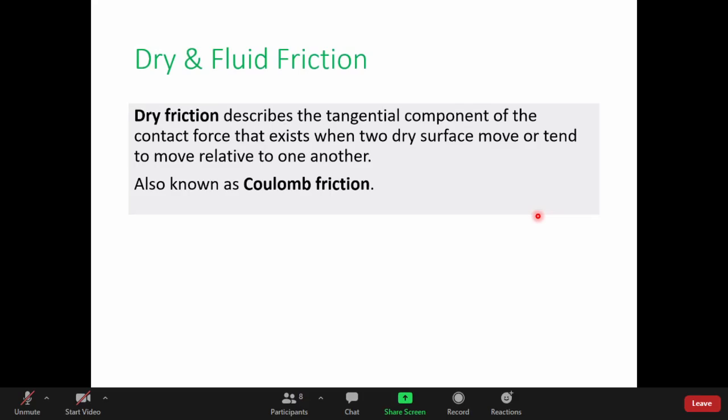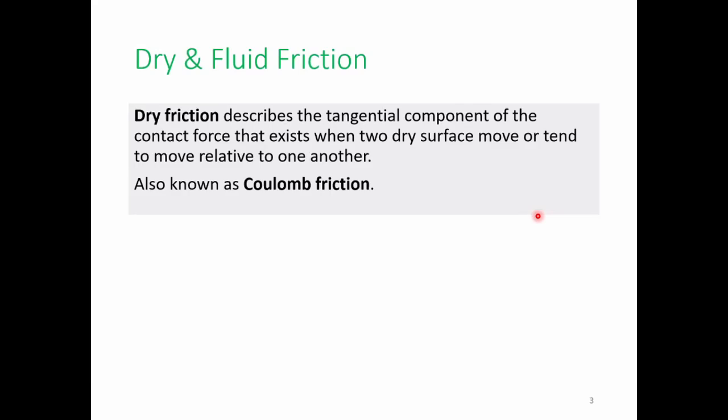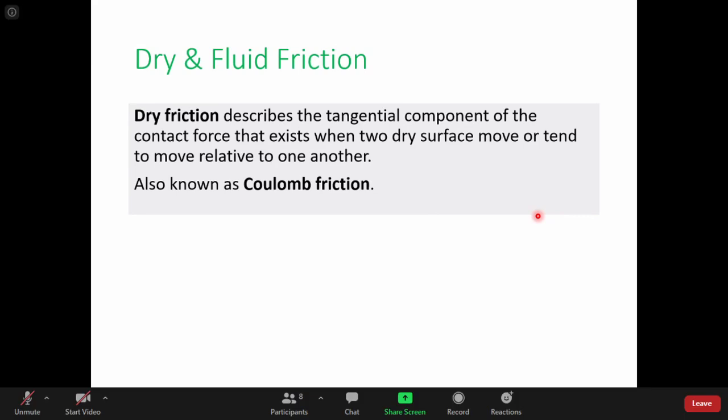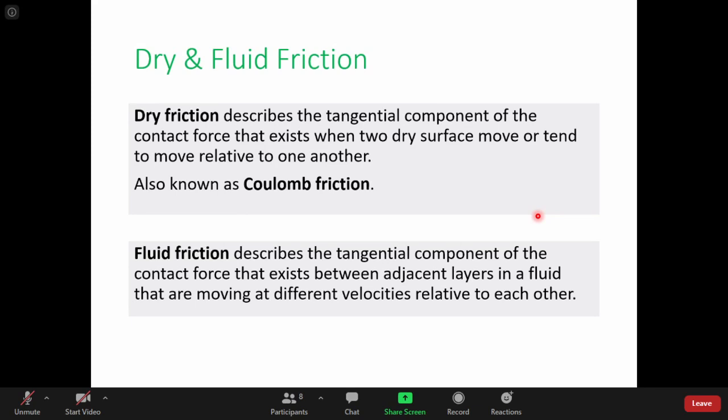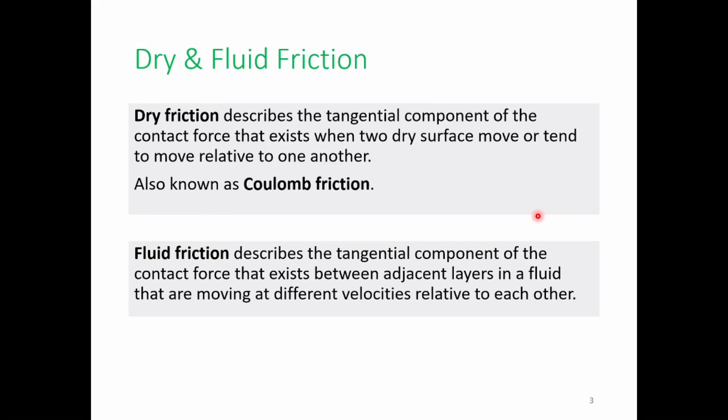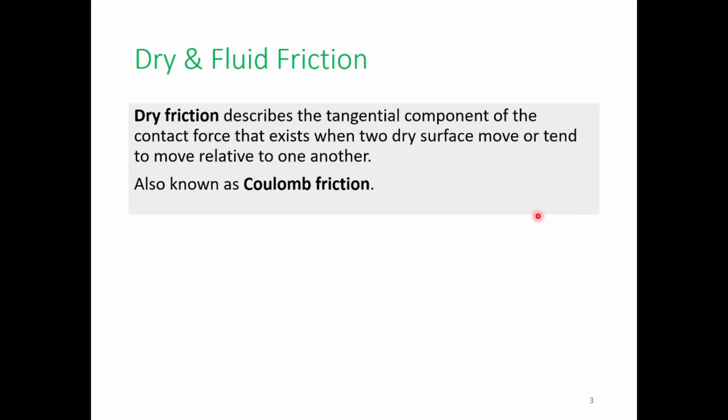Dry friction is the tangential component of the contact force when two dry surfaces move or tend to move relative to one another. It is also known as Coulomb friction. And fluid friction is the tangential component of the contact force between adjacent layers in a fluid that are moving at different velocities relative to each other.